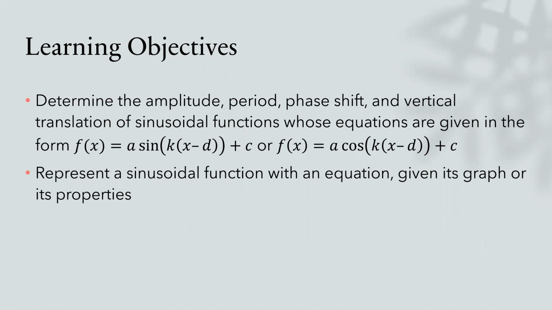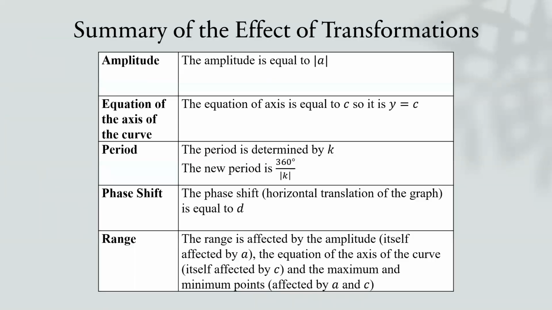And this is how to identify what the amplitude, period, phase shift, and vertical translation are just by being given the equation. And then we're also going to be looking at how to find the equation if we're given the graph or if we're given its properties. So, a big summary of the effect of transformations. We already talked about this.